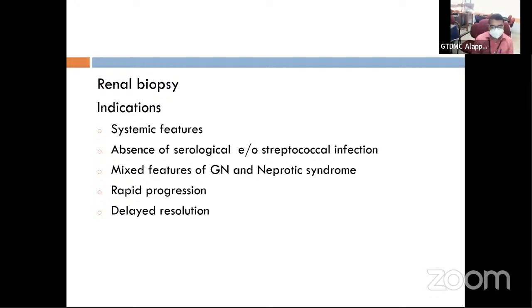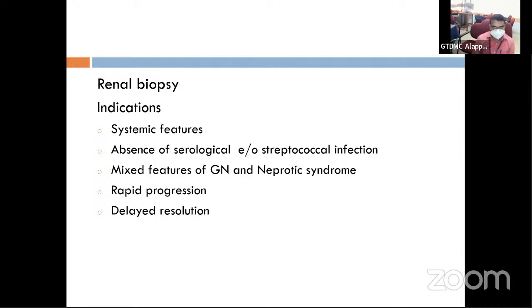So both the features are there. Nephritis and nephrotic syndrome features are there. You have to do a renal biopsy. And rapid progression of symptoms, rapidly progressing to uremia and acute kidney failure, then also it is an indication for renal biopsy.